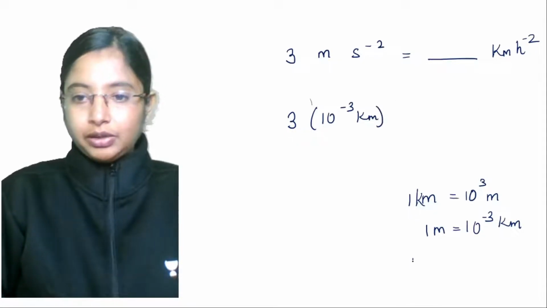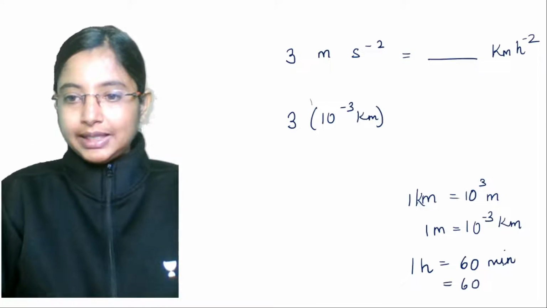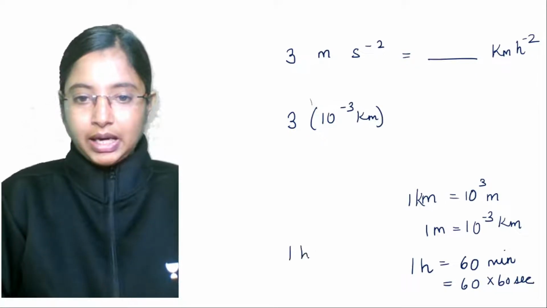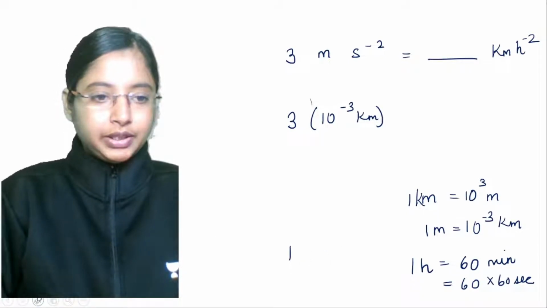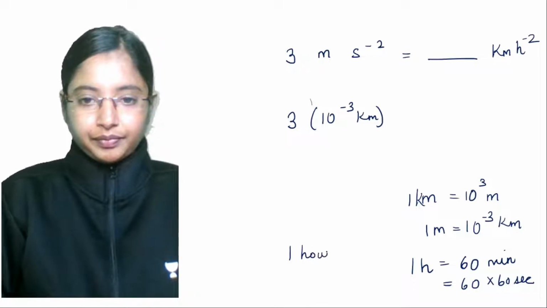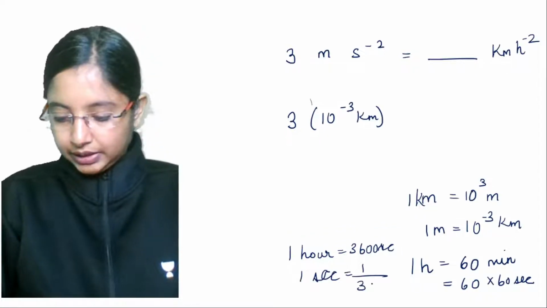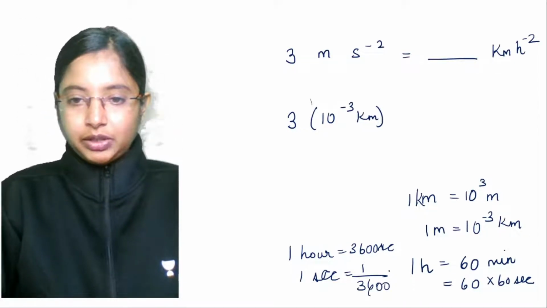What about seconds to hour? 1 hour has 60 minutes, right? 1 minute has 60 seconds. So 1 hour is 3600 seconds. From here, 1 second will be what? 1 divided by, that is right, Prema. And Akshay, you are also right. 1 hour being 3600 seconds, it will be 1 by 3600 hour, right?